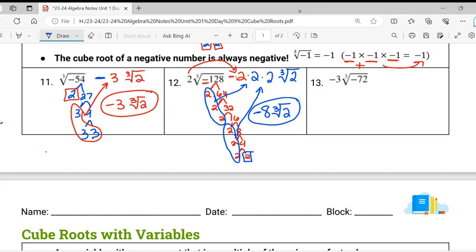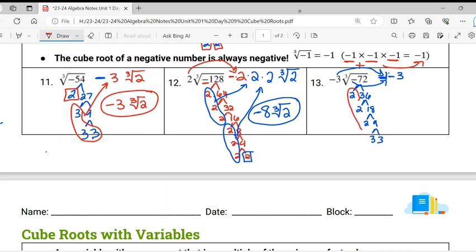Next cube root, we're going to pull this -3 out in front, and we're going to pull this negative sign out in front. So really there's double negative signs out in front. This is really a -1 times -3, and we'll simplify 72. 2 and 36, 2 and 18, 2 and 9, 3 with 3.